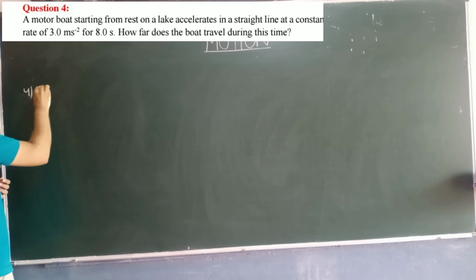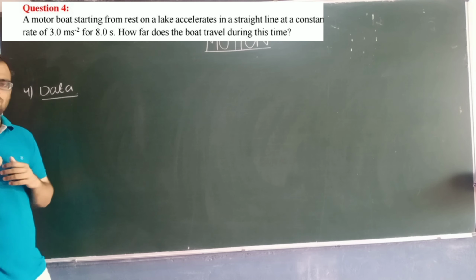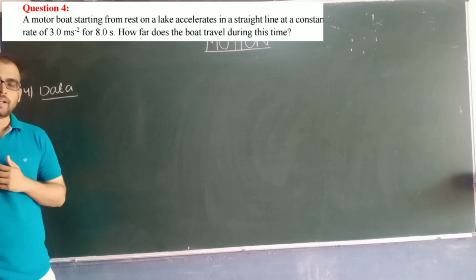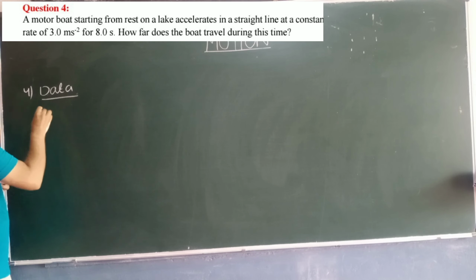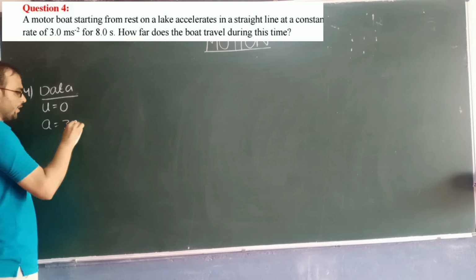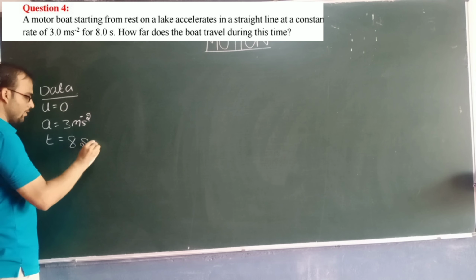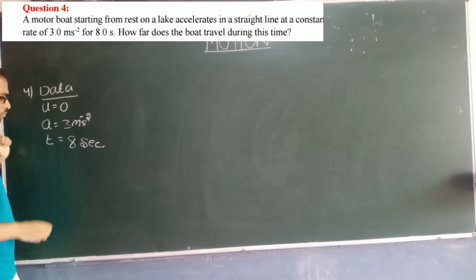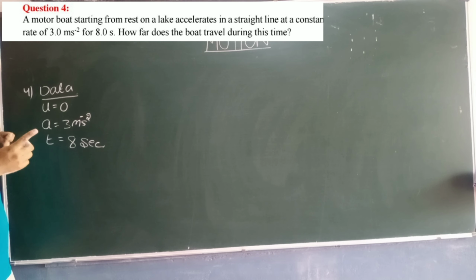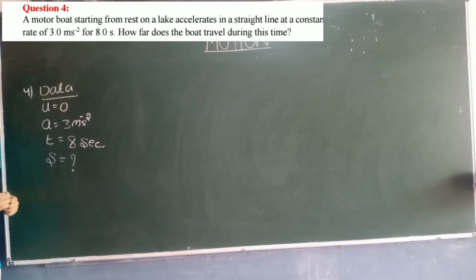Now students, what have they given? Let us take first the things that they have given. They have told that the motorboat is at rest. It means that the initial velocity u is 0, and acceleration they have given 3 meter per second square. Okay, and they have given time, that is 8 seconds. And what have they asked? They have asked how far does the boat travel in 8 seconds. Means here we need to calculate distance. So S represents distance. Here you need to calculate S.